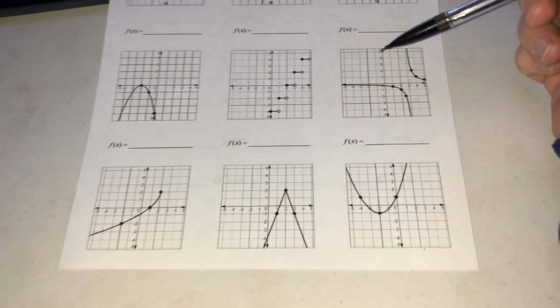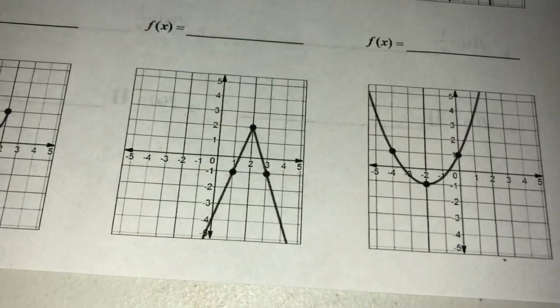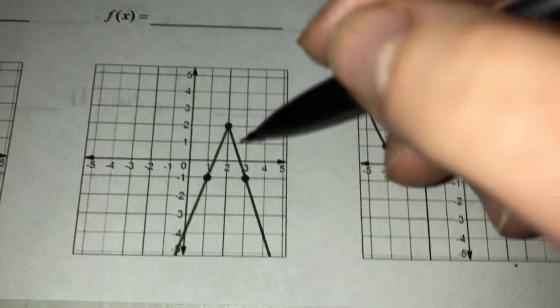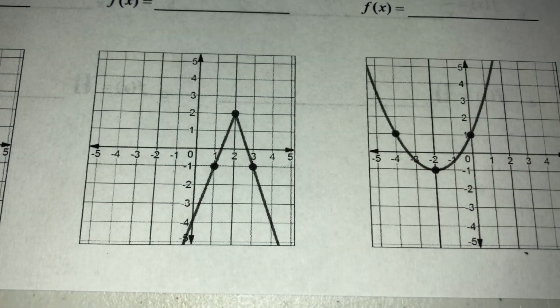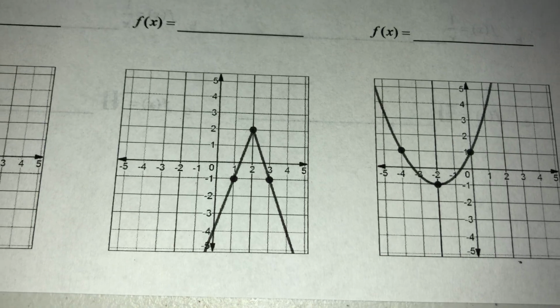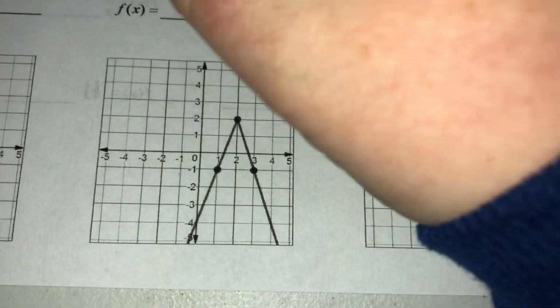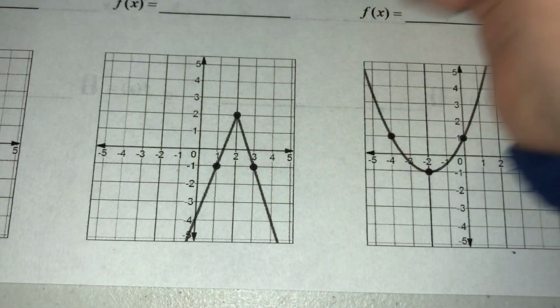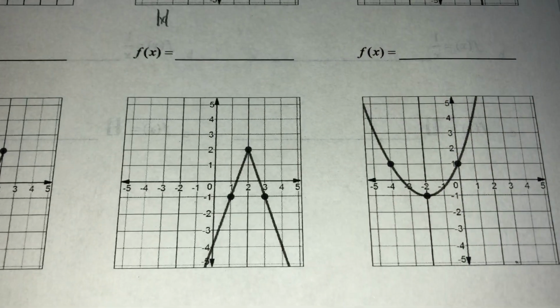So, there's the whole worksheet. I'm doing this one here. I wish they were numbered, but they're not. Anyway, first of all, you have to identify what the parent function is. Obviously, this one is an absolute value graph. So I know I need an absolute value, and I'll jot that down so I don't forget it. It's got to be an absolute value.